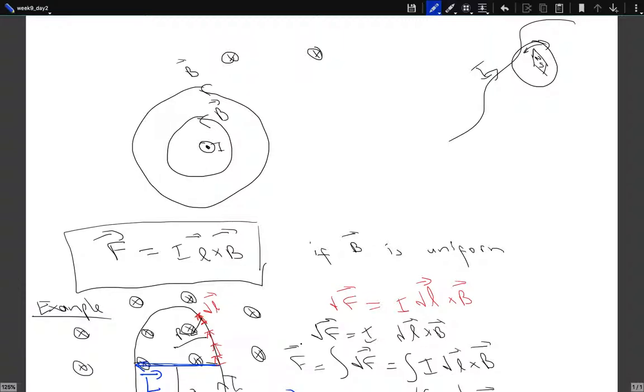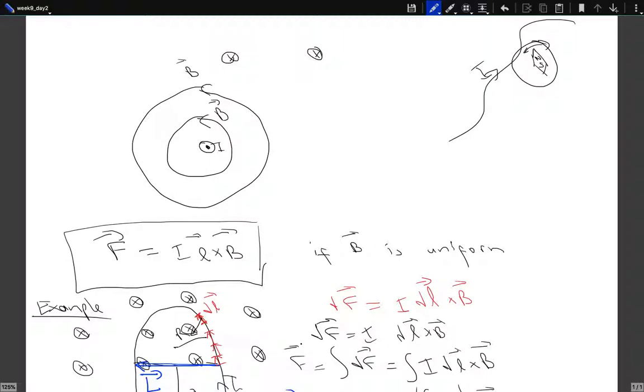If you take a very small current carrying wire, that very small segment will feel a very small force, whose magnitude is given like this, where this vector dl has a magnitude which is the length of that very small segment, and its direction is in the direction that the current is running. So that is our law, let's say.